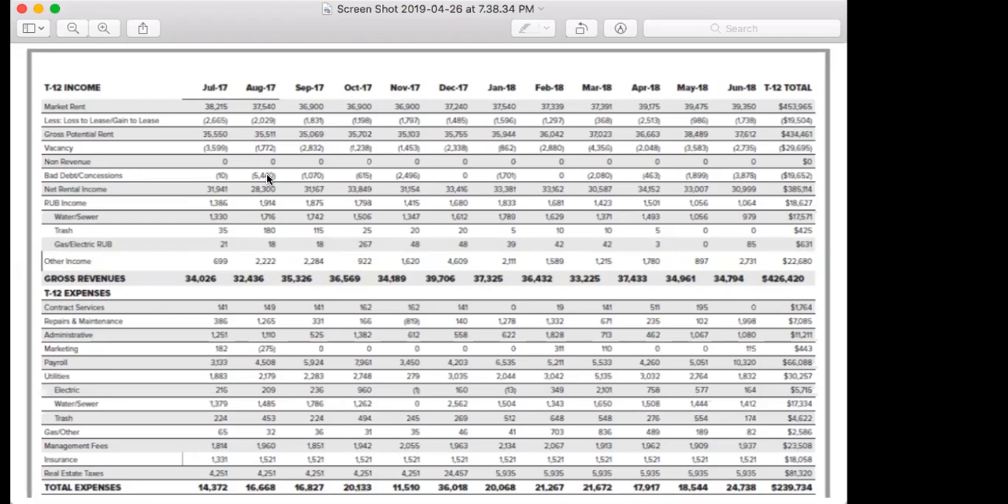Come down, you see RUB income. That's really utility reimbursements, if you have it. You can't make a profit from it, but if you have to reimburse somebody's utility because their lights are off or something like that, that's just money that comes in for that. Then you see the standard water, sewer, trash. When you look at trash, trash to me is a contract service. Sometimes they break it out and sometimes they put it together, and you'll see as we go through, they put contract services here, and then they put trash down here.